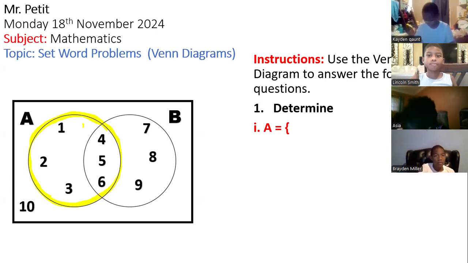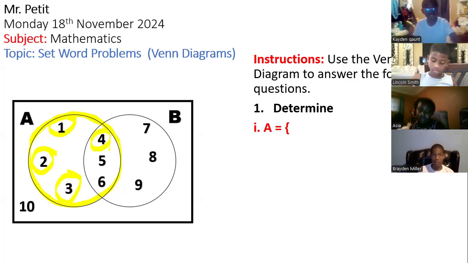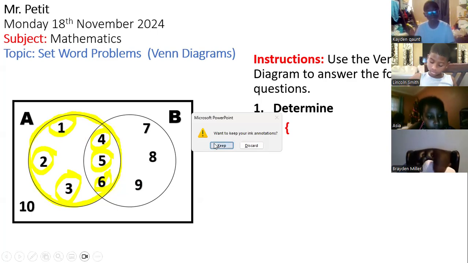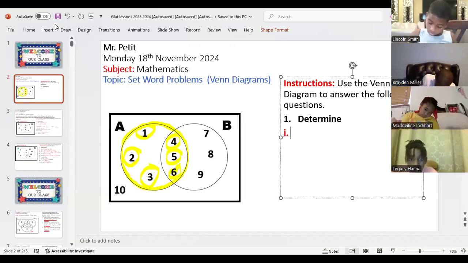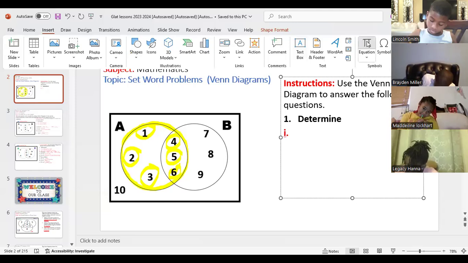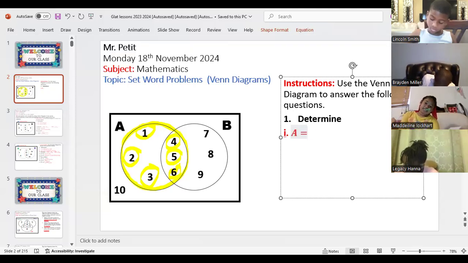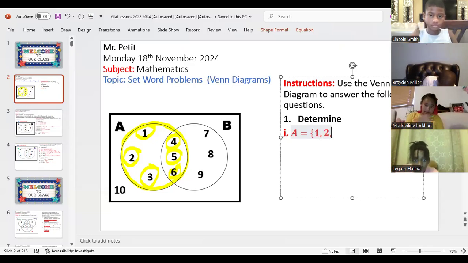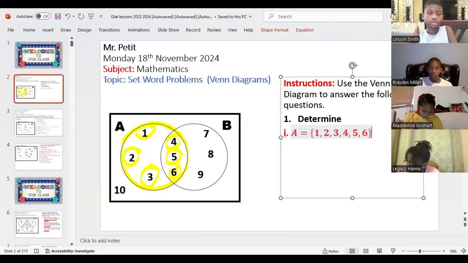So what are going to be the elements in set A? 1, 2, 3, 4, 5, and 6. Very good. So let's go ahead and write that down. A is going to be equal to 1, 2, 3, 4, 5, and 6. Does that make sense? Yes, sir.